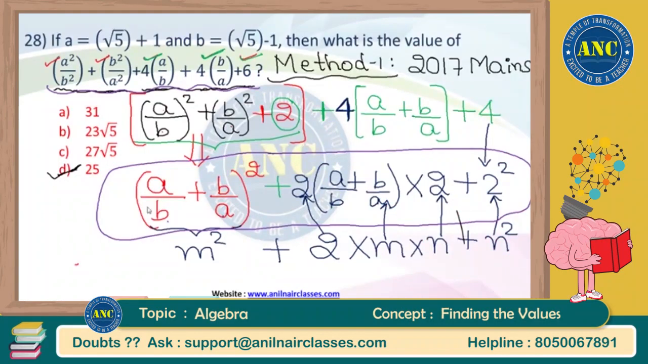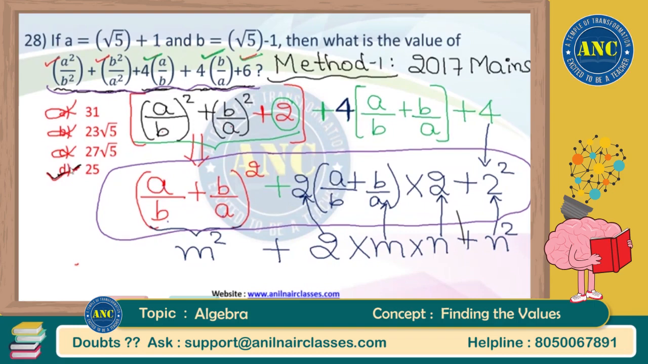See the answer options. The first option is 31, not a perfect square. 23 root 5 and 27 root 5 definitely are not perfect squares because they are irrational numbers. The only option which is a perfect square is 25. Sir, what if I have another option which is a perfect square? Suppose option E is 49.